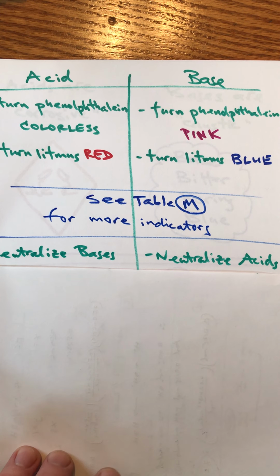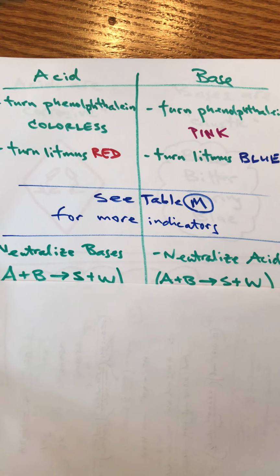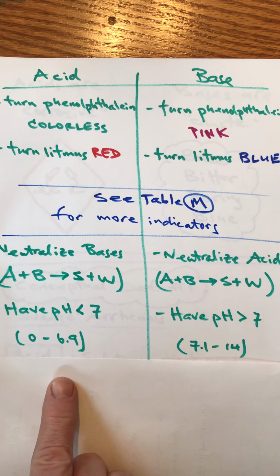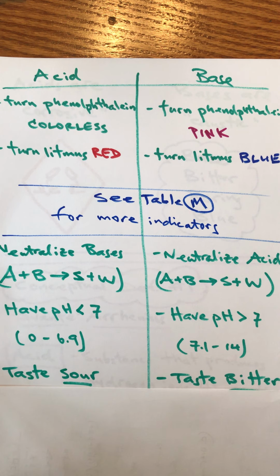Acids neutralize bases, bases neutralize acids. They both undergo neutralization reactions. Acid plus base will give you salt plus water. Acids have a pH less than 7. Bases have a pH greater than 7. We'll define what that means later in the unit. But basically, 0 to 6.9, you're in the acidic range. 7.1 to 14, you're in the basic range. Another word for basic is alkaline.